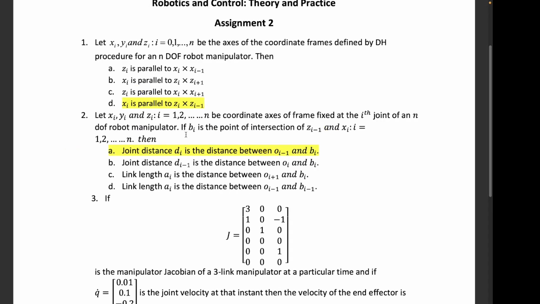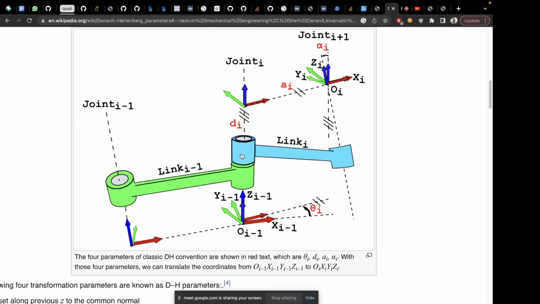So what is asked here is basically the definition of joint distance. So joint distance di, as I mentioned, is the distance between oi minus 1 and bi. So this is oi minus 1, the origin of this joint, and this is bi. So this is di, the joint distance.